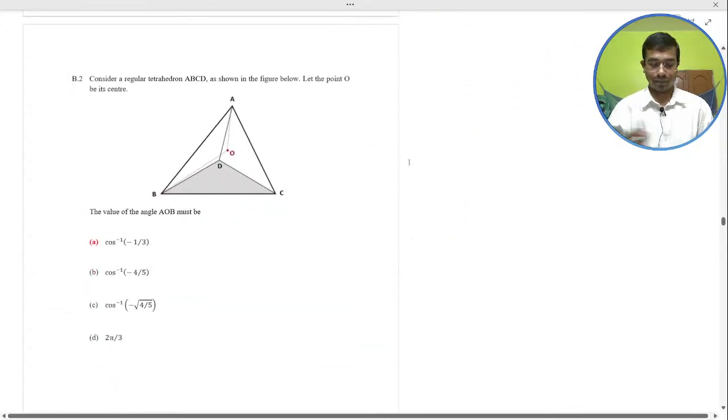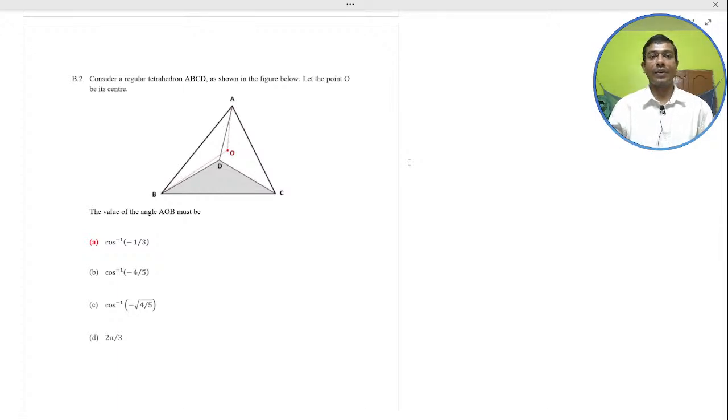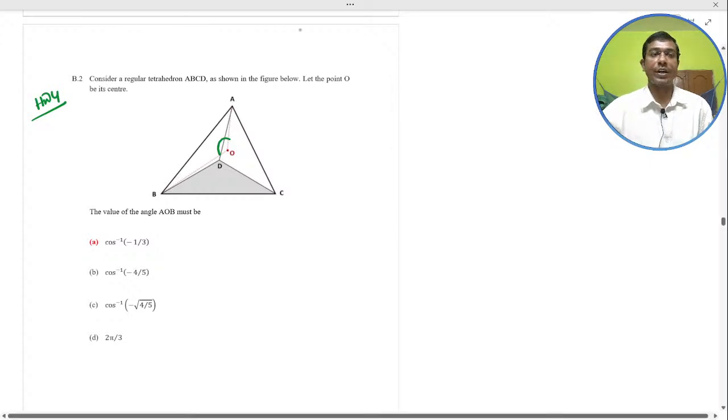Number 2. Consider a regular tetrahedron ABCD as shown in the figure below. Let the point O be its center. The value of the angle AOB must be what? AOB, this angle. This is from just geometry, mathematical geometry, class 11 or 12. So this is for yours. Homework number 4. Do it yourself and give me feedback by writing the answers.